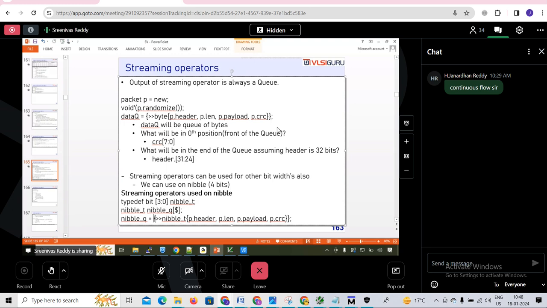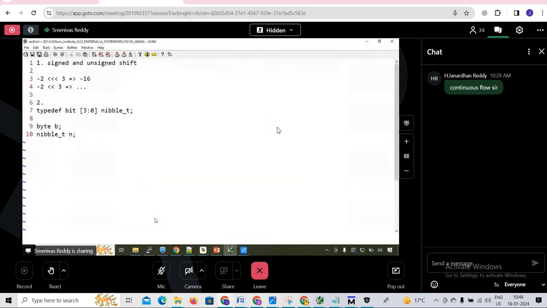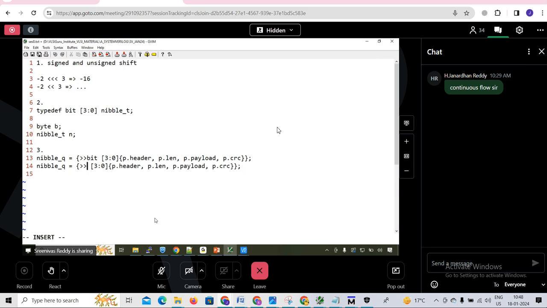You may ask, why don't we use it directly like this? How about using bit 3 down to 0? Anyway, you're doing 4 bits. The tool doesn't support you writing bit 3 down to 0. The tool only supports the data type. This one is correct, the other one is wrong. Is it clear to you?